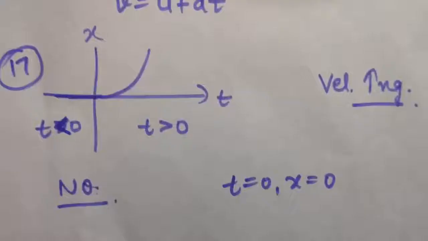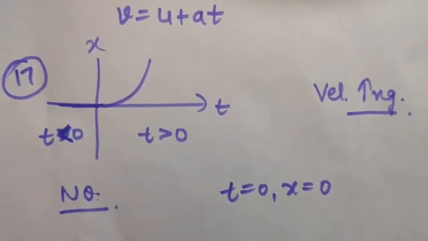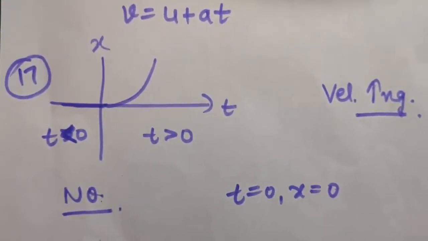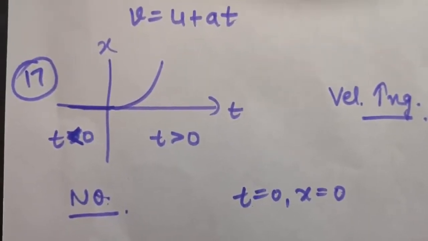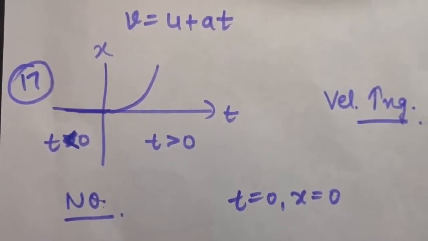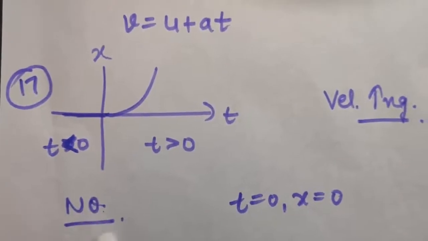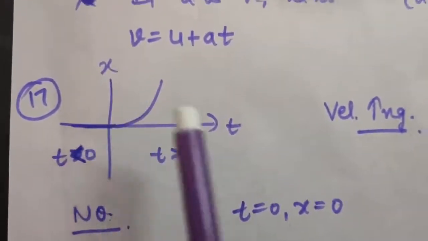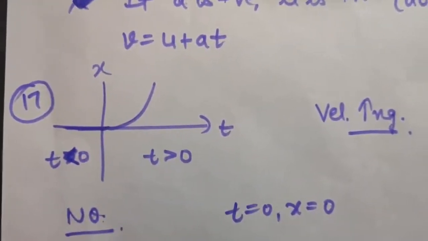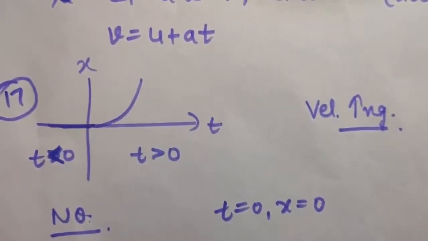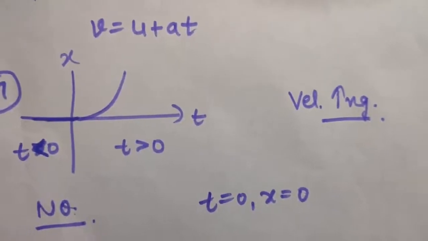Okay, so next question is question number 17. It says, an x-t graph is given to you. Can you say whether the particle moves in a straight line for t less than 0 and a parabolic path for t greater than 0? So the answer will be no, because a position-time graph does not tell anything about the trajectory of the particle. Trajectory means the path traveled by the particle. So this is completely wrong.